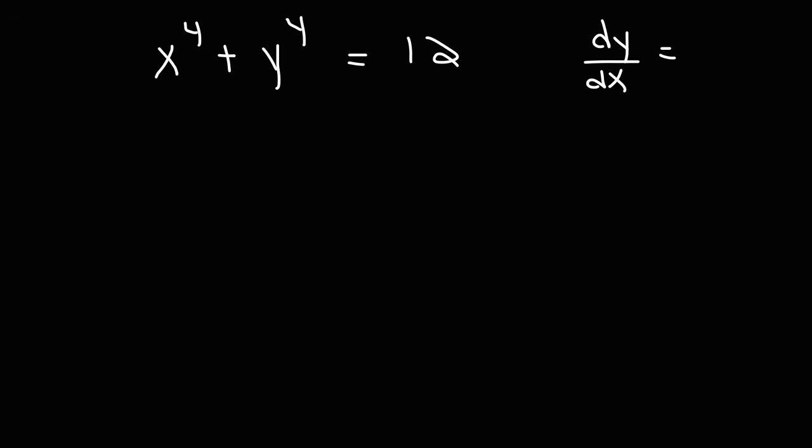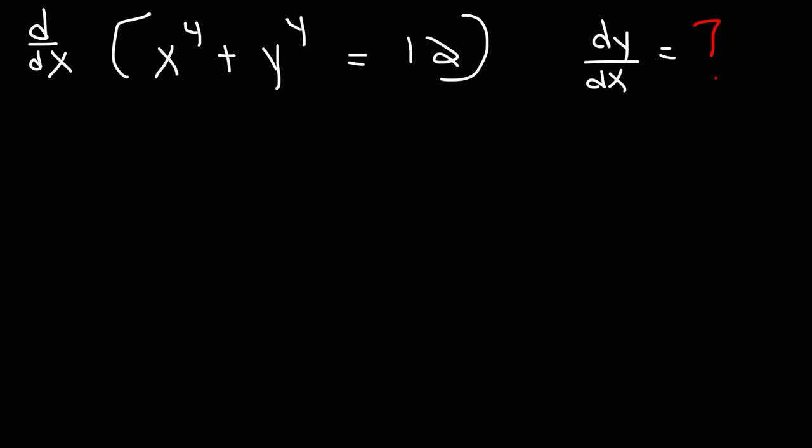Now the next topic we need to talk about is implicit differentiation. Sometimes you'll have equations with two different variables, like this one, x and y. And you want to find the derivative of y with respect to x. So basically you want to determine the value of dy dx. How do you do that? Well, what you do is you're going to differentiate both sides with respect to x.